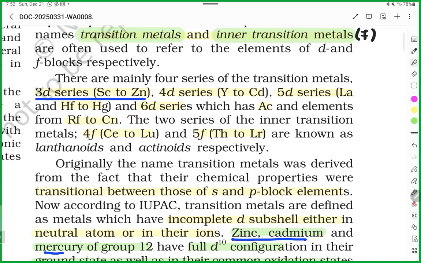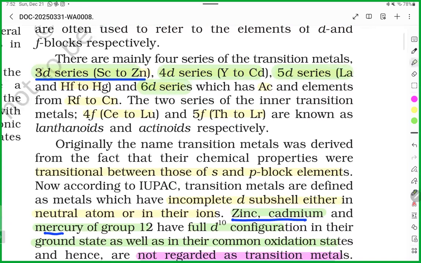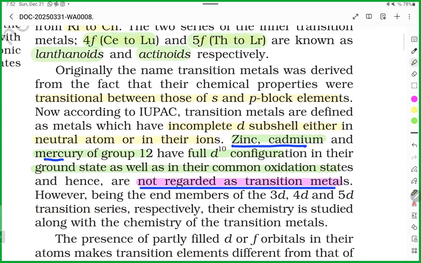How many series are there? 4. 3D, 4D, 5D and 6D series. Okay. Same two series in F block: lanthanoid series and actinoid series. Right. This is known as lanthanoid series and actinoid series. What is the definition of the D block element? Any element in which the last electron enters into the D subshell will be known as D block.